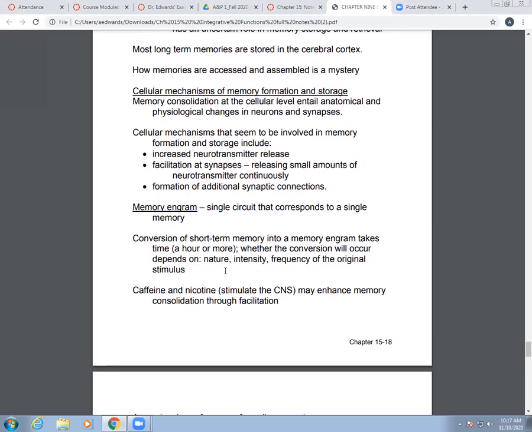All right, the memory engram. It's a single circuit. It corresponds to a single memory. Okay. All right, conversion of your short-term memory into your memory engram takes time, about an hour or more. So whether that conversion will occur is going to depend on the nature, the intensity, and the frequency of the original stimulus.